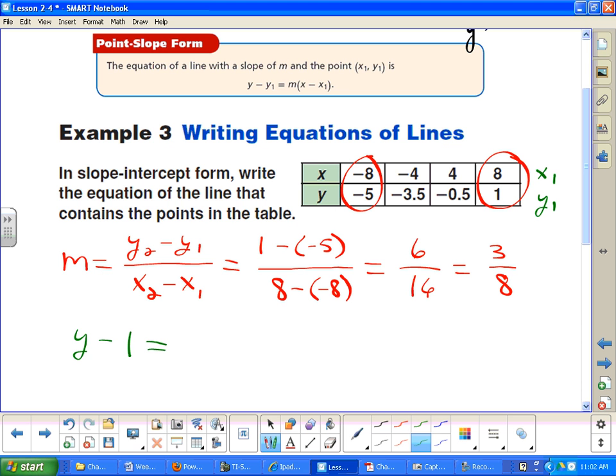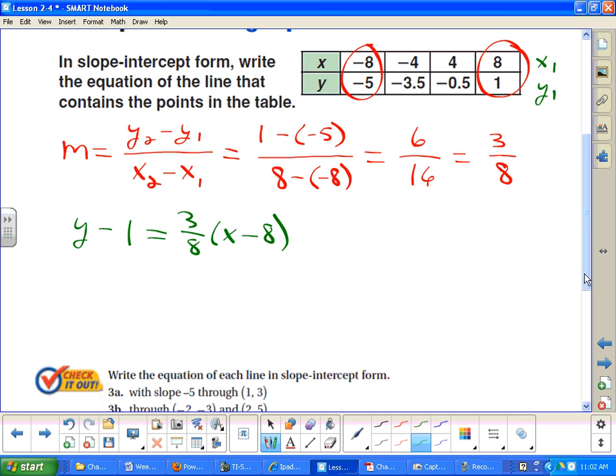Okay, so y minus 1 is equal to the slope, which is 3/8, times x minus 8. The point that we use, we put them in place of x sub 1 and y sub 1. And then we're just going to simplify this in slope-intercept form. So we want to solve for y.